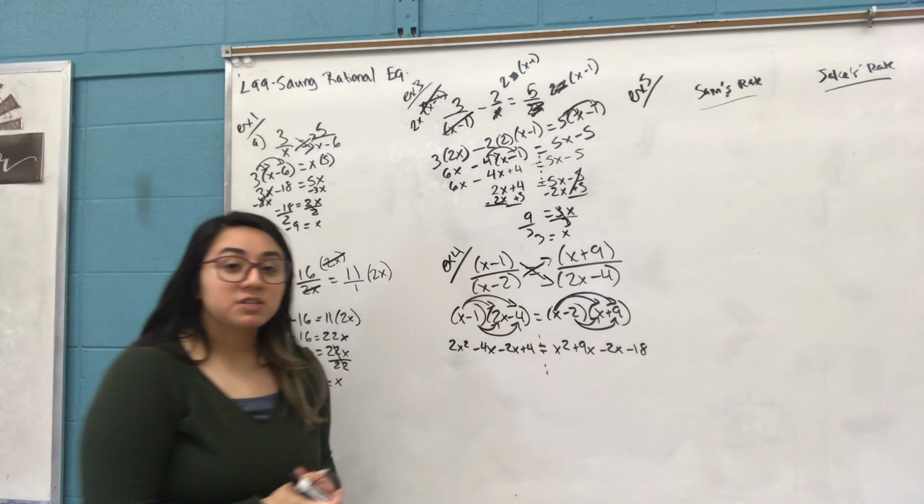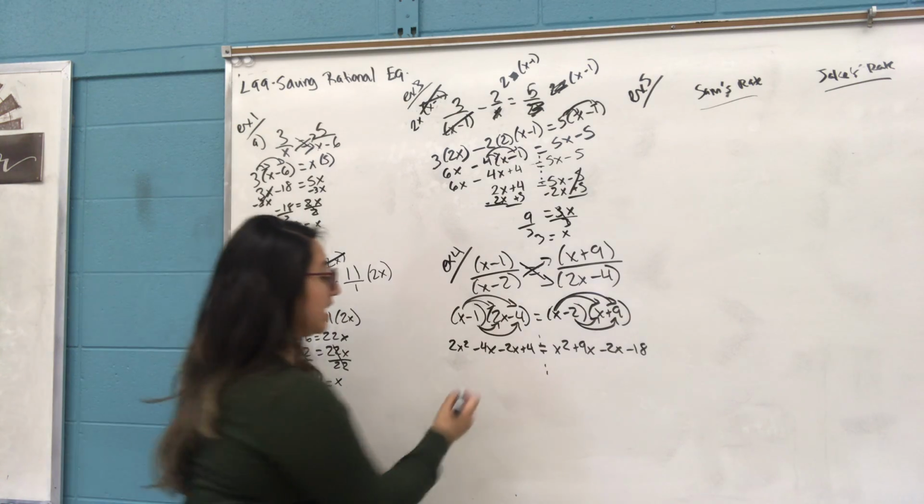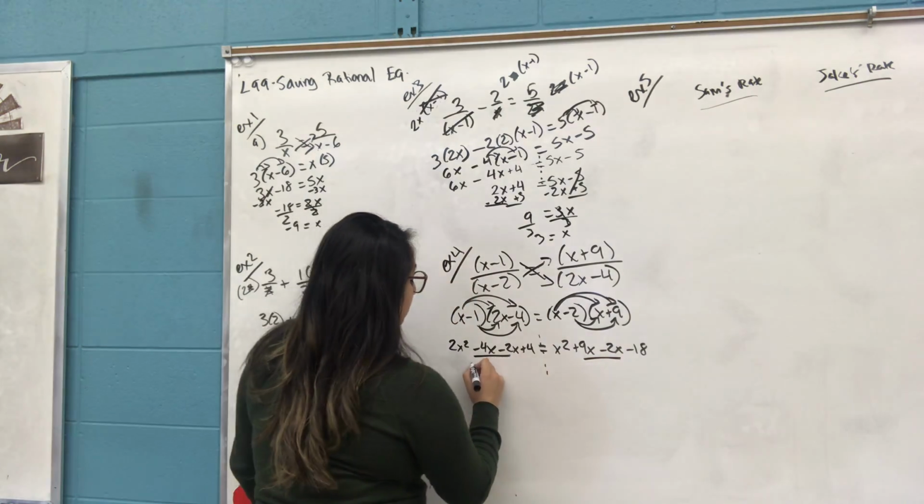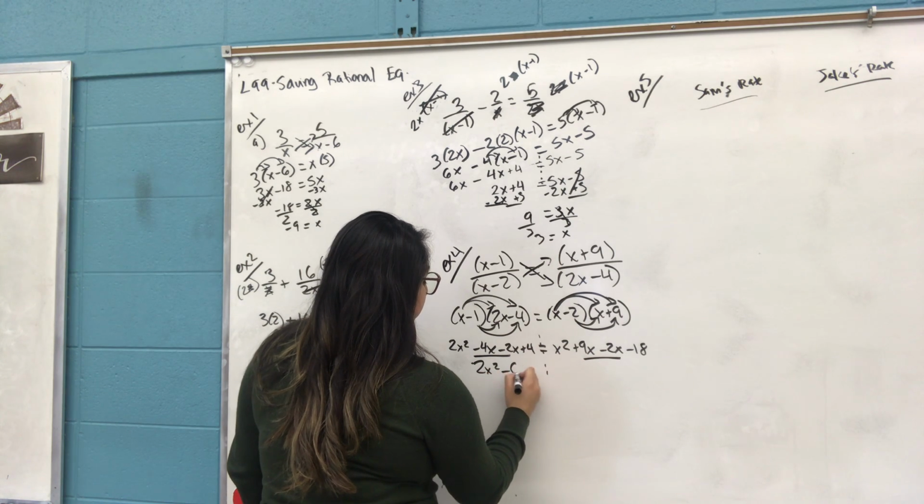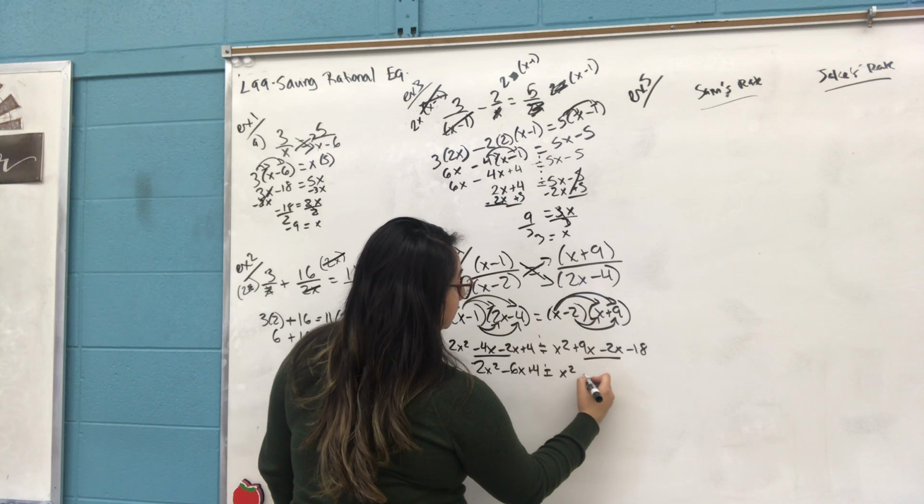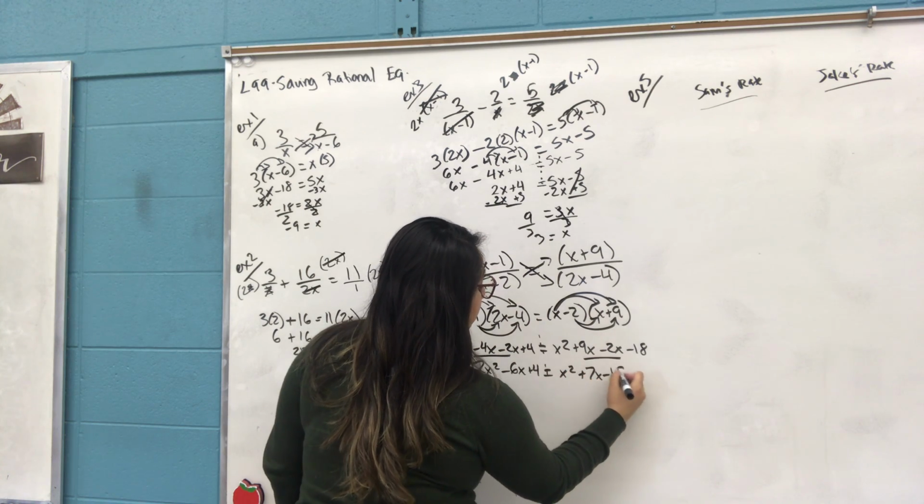Before we start moving things around, we have to simplify each side. They have like terms on each side. They have those 2 as like terms. So now we have 2x squared minus 6x plus 4 is equal to x squared plus 7x minus 18.